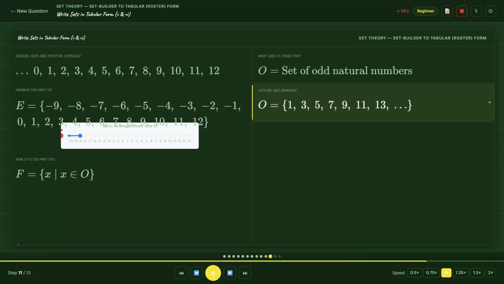Odd numbers start at 1, then 3, then 5, then 7, and they keep going forever. Each time we add 2 to get the next odd number. They never stop, so we use 3 dots at the end.